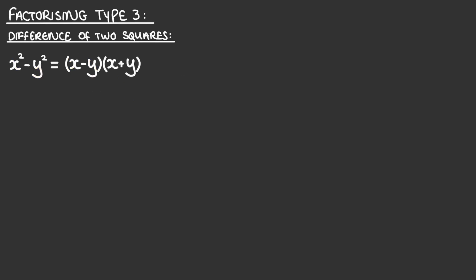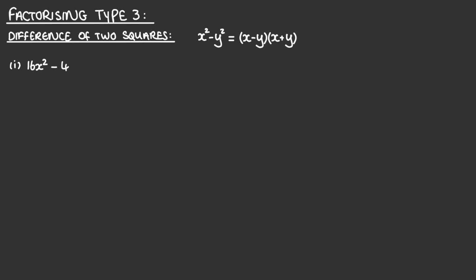This is an example of a difference of two squares, since y squared is being subtracted from x squared. So we can begin by looking at an example. In this case, we have 16x squared minus 4. 16x squared and minus 4 are both perfect squares because we can find their square roots, leaving no remainder. In this case, the square root of 16x squared is 4x, and the square root of 4 is 2. So we can rewrite 16x squared minus 4 as (4x) squared minus 2 squared.